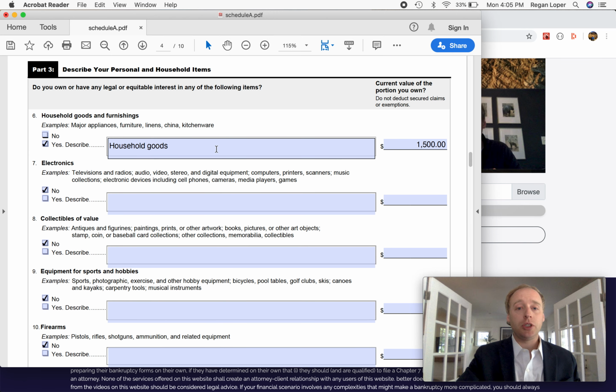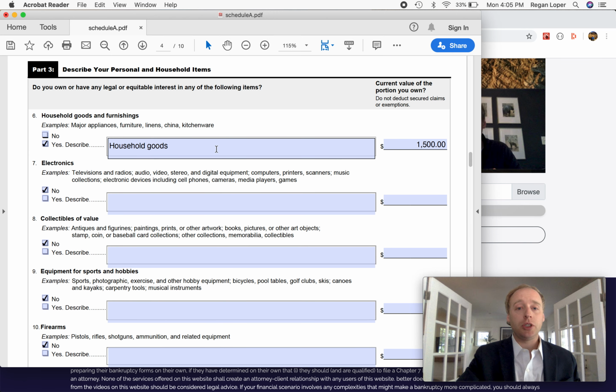So in her example, she had household goods, which she estimated at $1,500. She had clothing, estimated at $500. She had jewelry at $1,200, and that was it. Okay, and so if she adds all the dollar amount of all of those items up, it comes to $3,200.